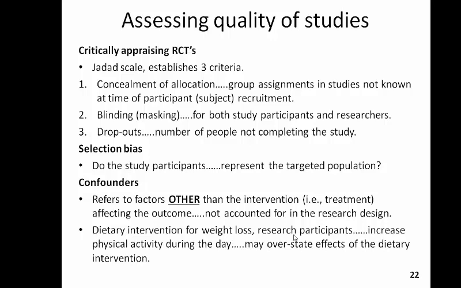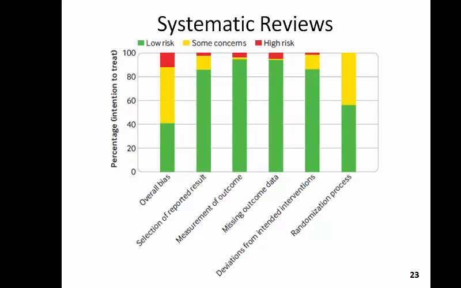As a result, the extra degree of physical activity, which is not accounted for, will actually help contribute to the weight loss. And that problem may result in overstating the effects of the dietary intervention. And so the research design and the implementation of the study by the investigators will attempt to think about what sorts of confounders can exist and how to control for those confounders.